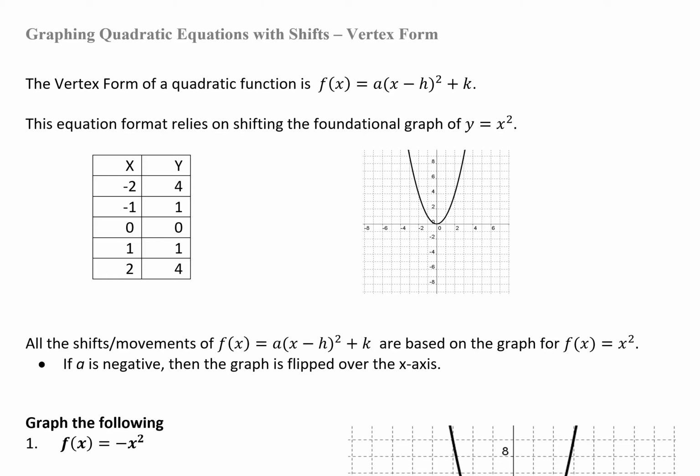Graphing quadratic equations with shifts requires us to be able to identify the vertex form. So the vertex form of a quadratic equation will be f of x, or it might be replaced with y, equals a times the quantity x minus h squared plus k. Not all quadratics are in this form, but if they are, then you can graph them with the strategies from this video.